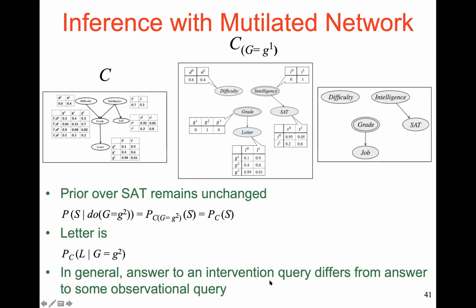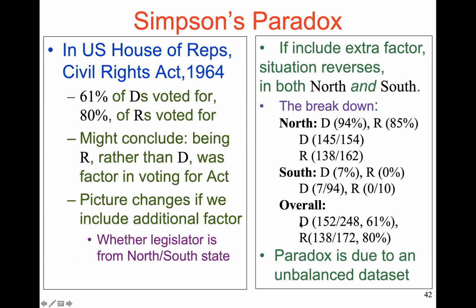In general, the answer to an intervention query differs from the answer to an observational query. The observational query was from this data set. The intervention query is in general not going to be the same, and for instance, on other variables for sure, on S, okay? So when we come up with an intervention here, even though we made this change, the probability of S remains unchanged. So we observe what happens between correlated variables when an intervention occurs.